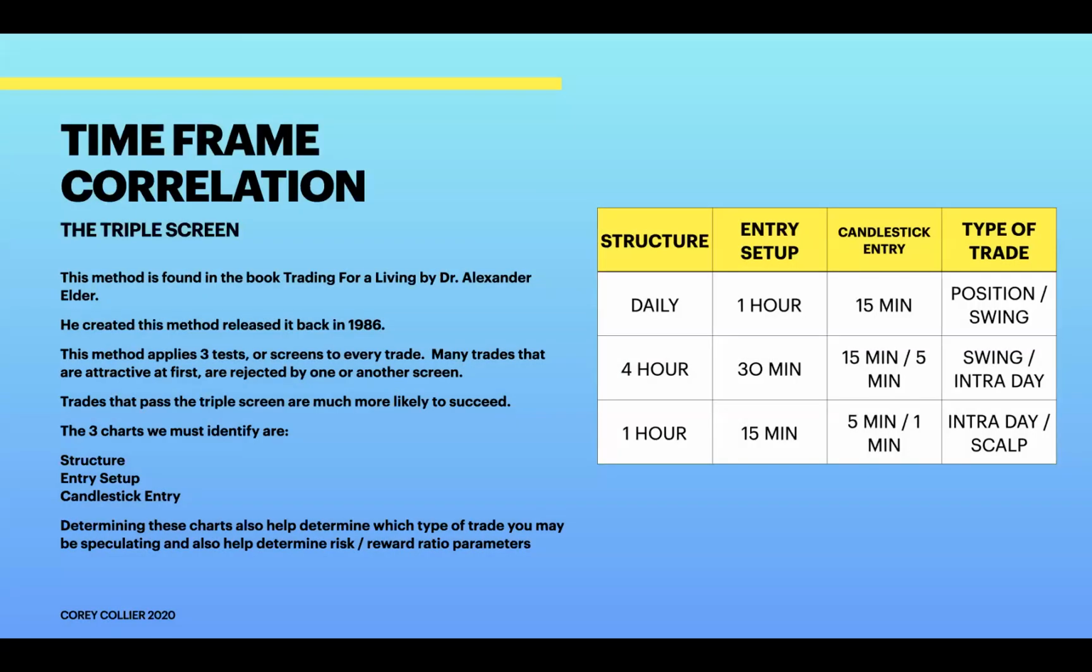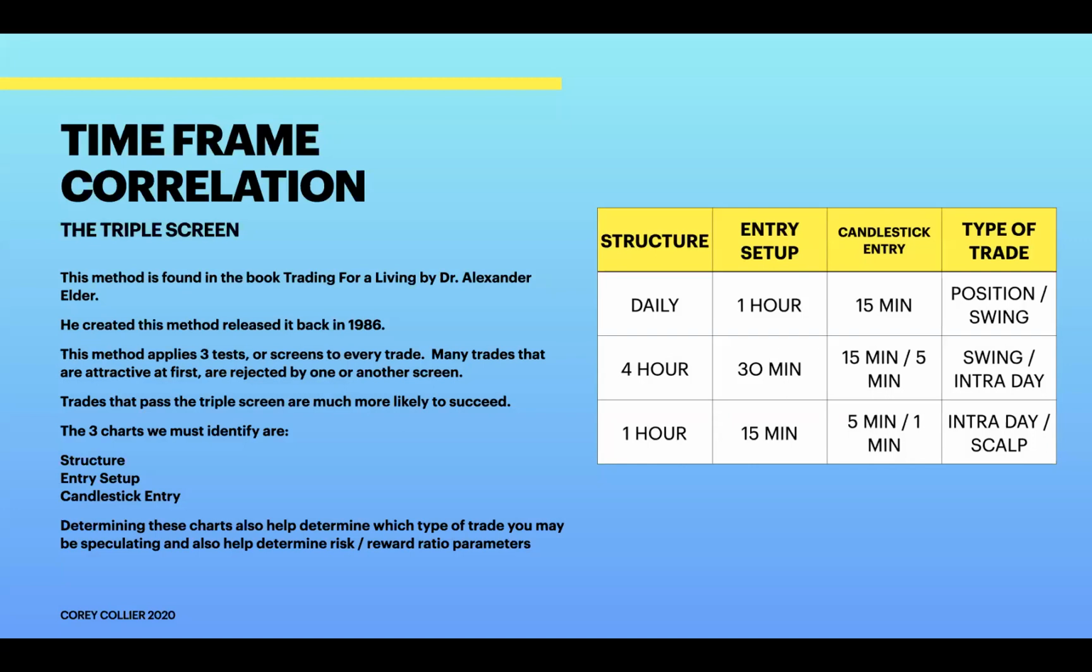So let's keep going. The triple screen, guys, like I said, you don't have to guess what charts to go to. I lay it all out, right? This method is actually found in the book Trading for a Living by Dr. Alexander Elder. It's on page 153 and goes on for 4 or 5 pages, guys. It's nothing special, nothing secretive, but I modified it a little bit.